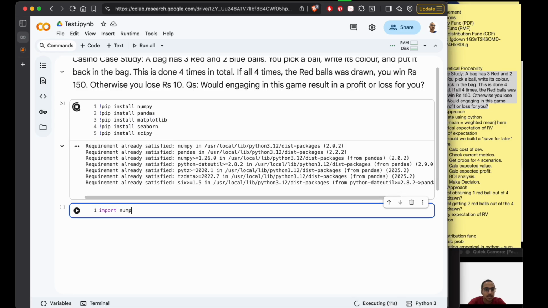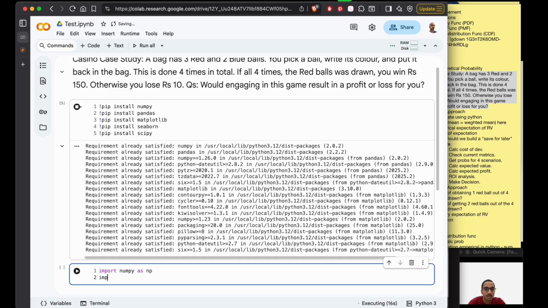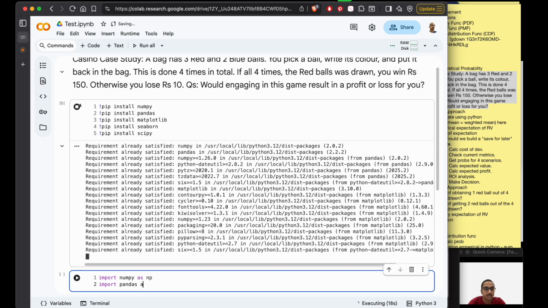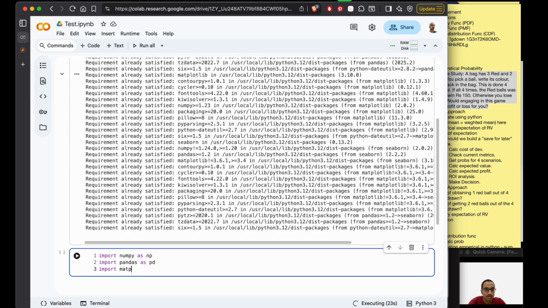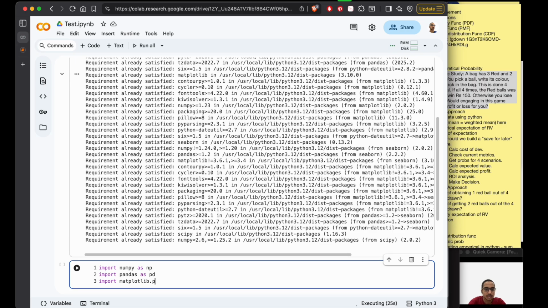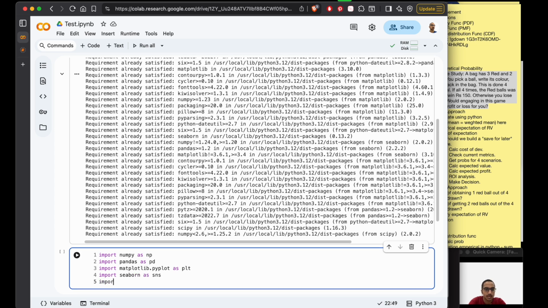Import numpy as np, import pandas as pd, import matplotlib.pyplot as plt, import seaborn as sns, import SciPy. We'll be using the stats submodule as, let's say, sc.